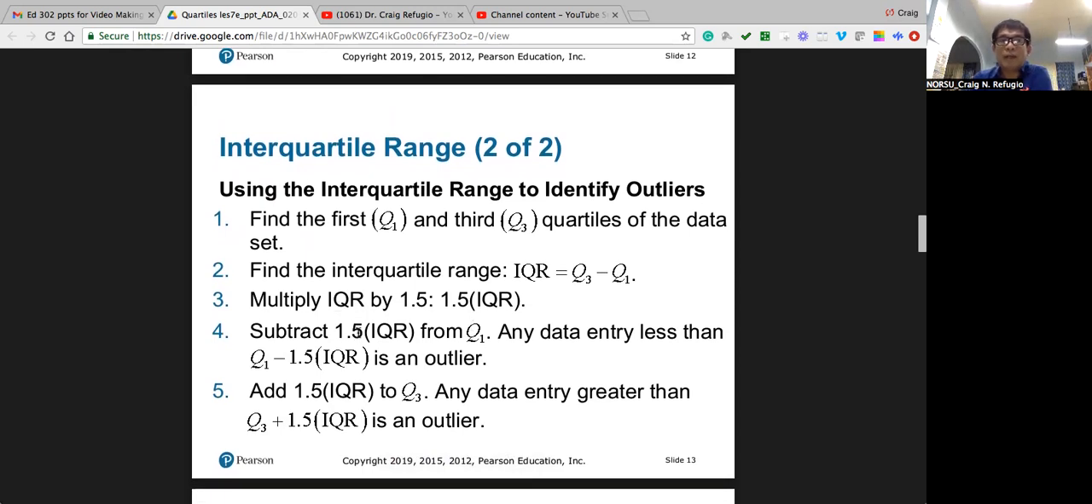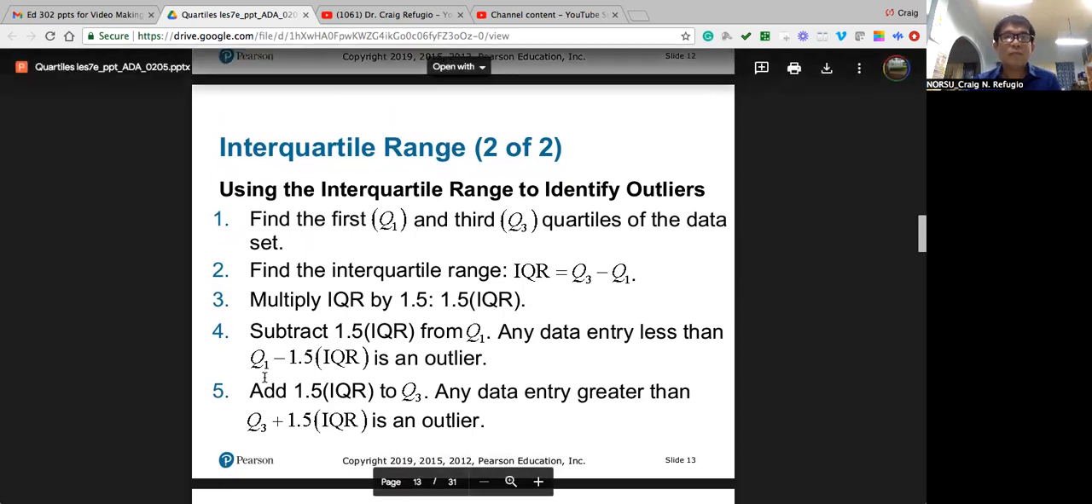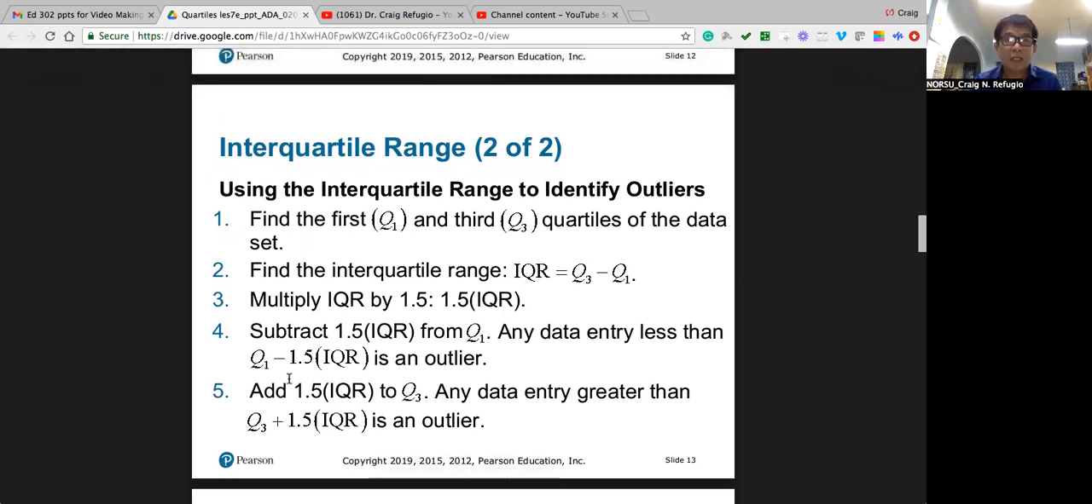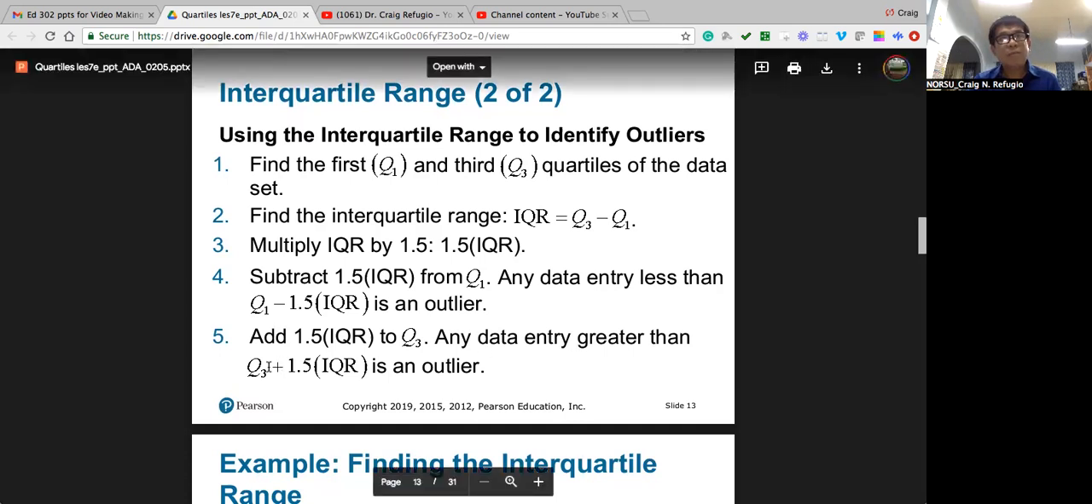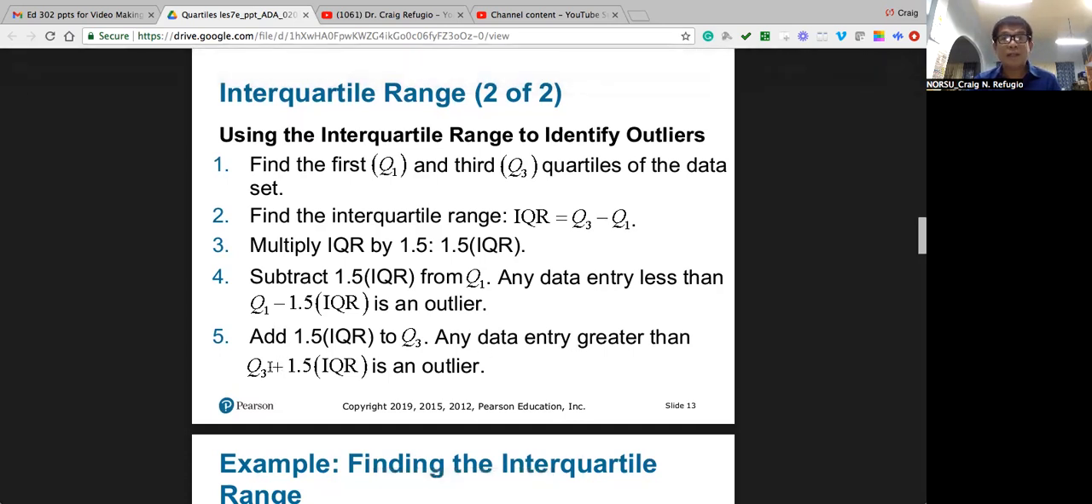Subtract 1.5 IQR from Q1. Any data entry less than Q1 minus 1.5 IQR is an outlier. Add 1.5 times IQR to Q3. Any data entry greater than Q3 plus 1.5 IQR is an outlier.